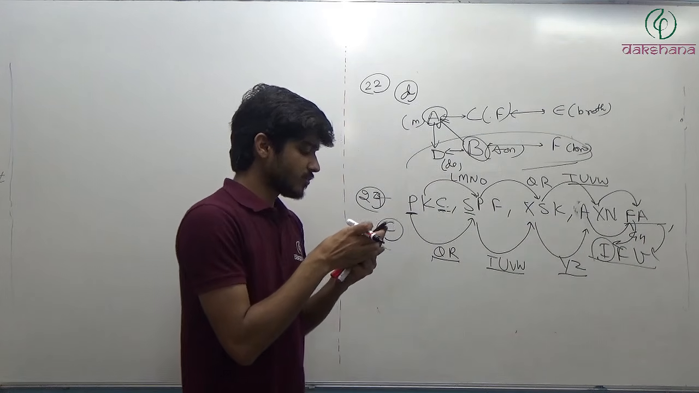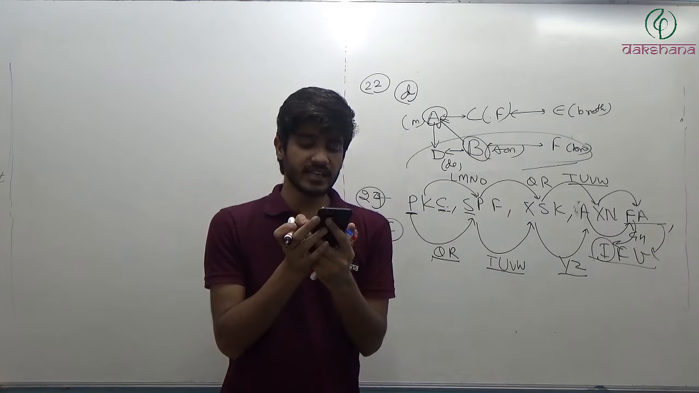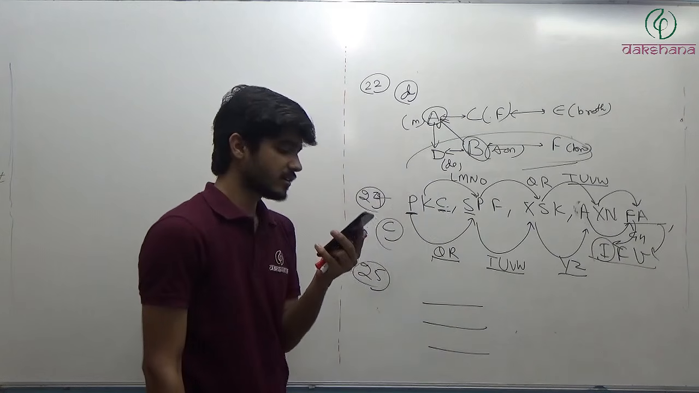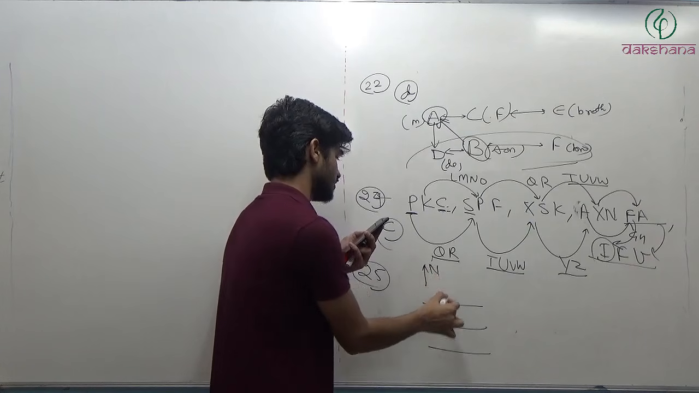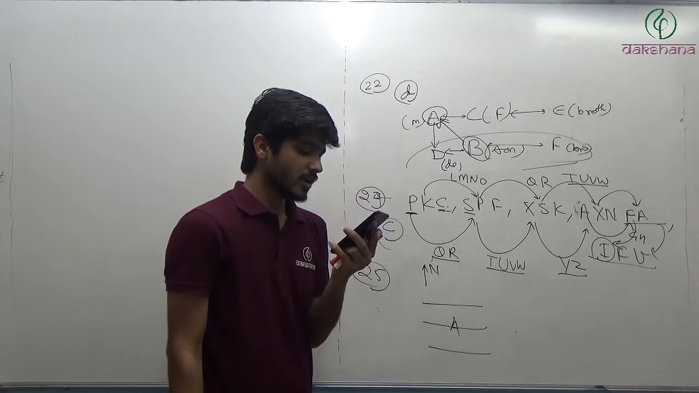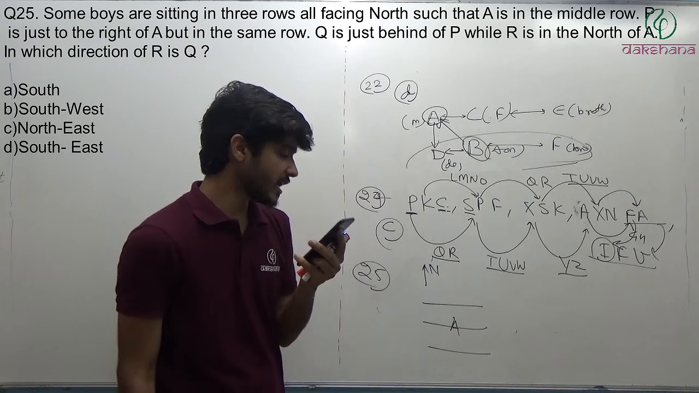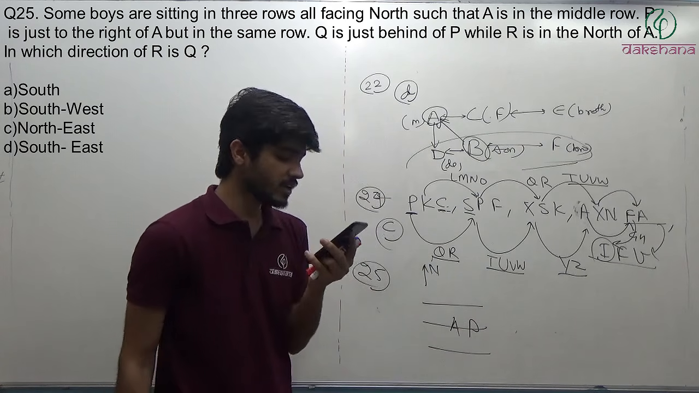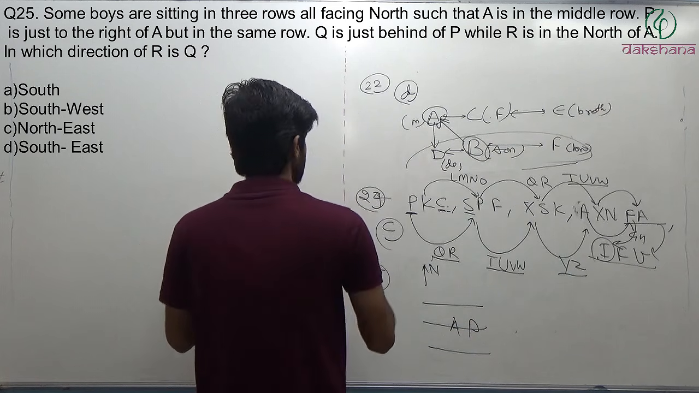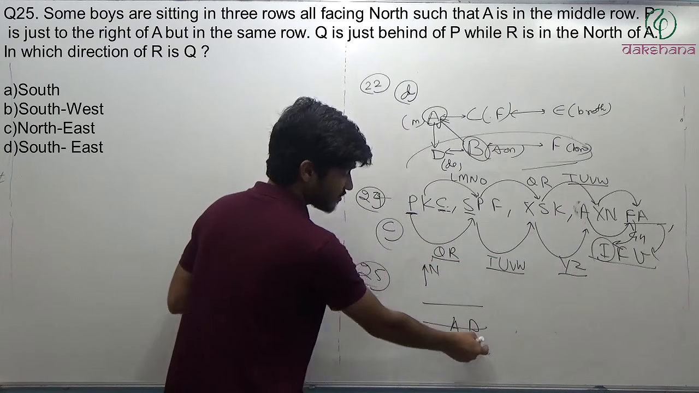It's fine. Moving on to the last question, question number 25. And 25 says, some boys are sitting in 3 rows facing north. Okay, so there are 3 rows and some boys are sitting facing north. Let's assume this is north. A is in the middle row. A is here in the middle row. P is just to the right of A, but in the same row. So you get it, right? If I am facing this side, let's assume this direction is the north, my right would be this side, right? So that's why P is on this side.